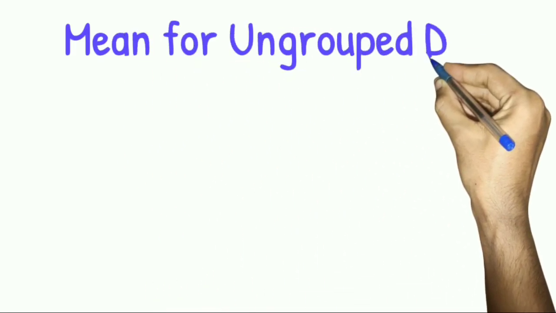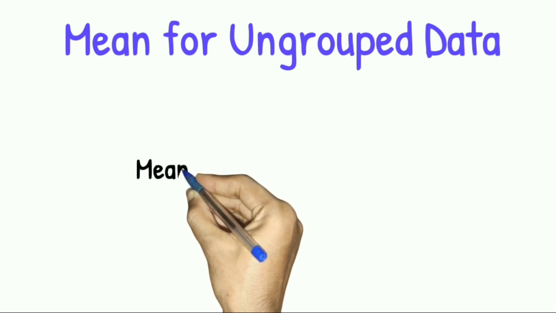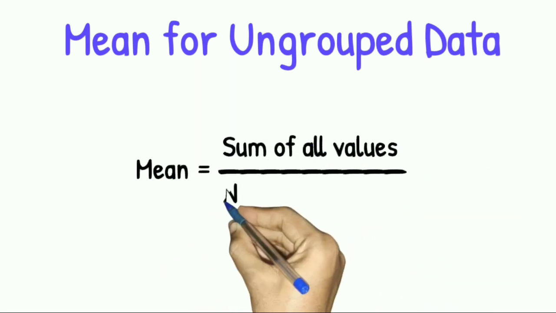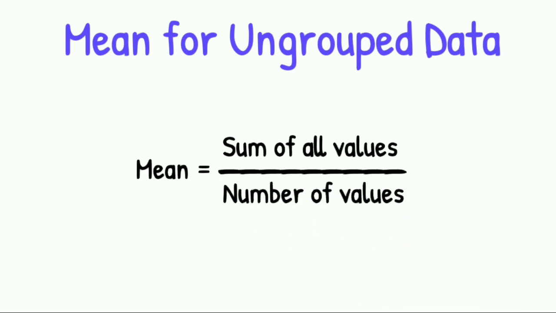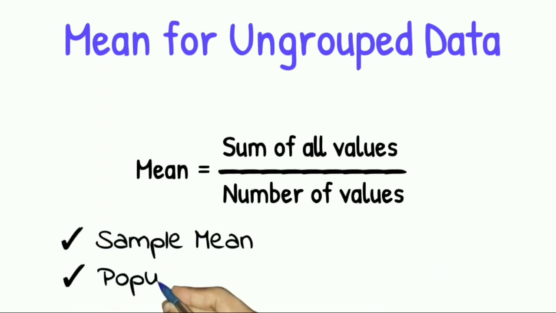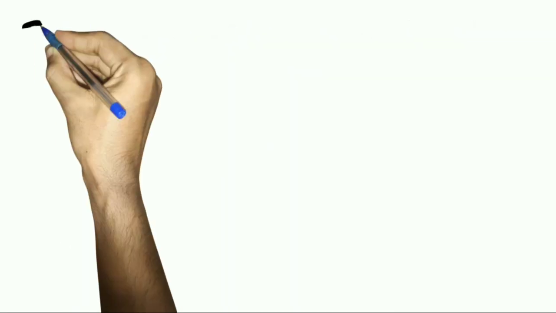Now, let's calculate the mean for ungrouped data. Gagamit tayo ng formula in order to compute the mean. Mean is equal to sum of all values over number of values. Ang mean, nahati yan sa dalawa. We have sample mean and population mean. Let's differentiate first sample from population.